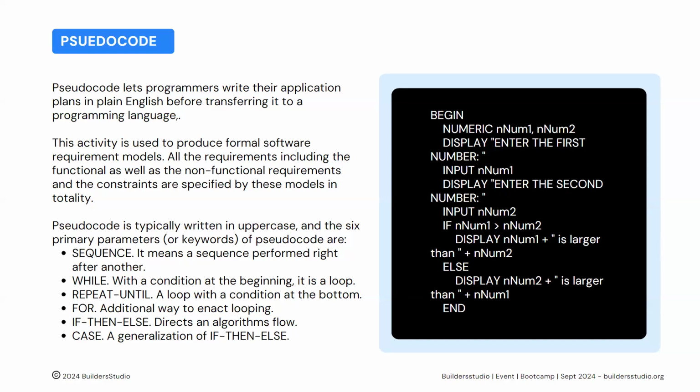Pseudocode lets programmers write application plans in plain English before transferring them into a programming language. This activity is used to pursue formal software requirement models. All the requirements include the functional as well as non-functional requirements, and the constraints are specified by these models in totality. Pseudocode is typically written in uppercase, and the six primary keywords are sequence, action, while (a condition at the beginning, which is a loop), until, and I'm going to give a demo of how this works in a real sense. If-then-else says, if I want to do this, then do this. Then case groups the if statement, the then, and the else together.